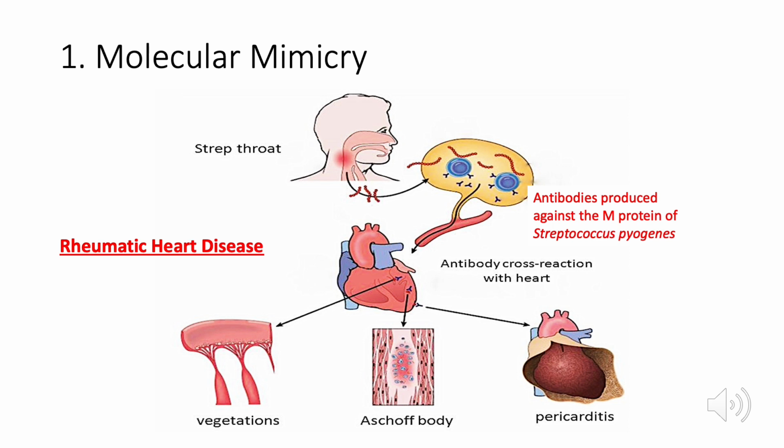For instance, M protein of Streptococcus pyogenes mimics the cardiac myosin. Antibodies against M protein cross-react with cardiac myosin, leading to rheumatic heart disease. Rheumatic heart disease is a condition in which the heart valves have been permanently damaged by rheumatic fever.